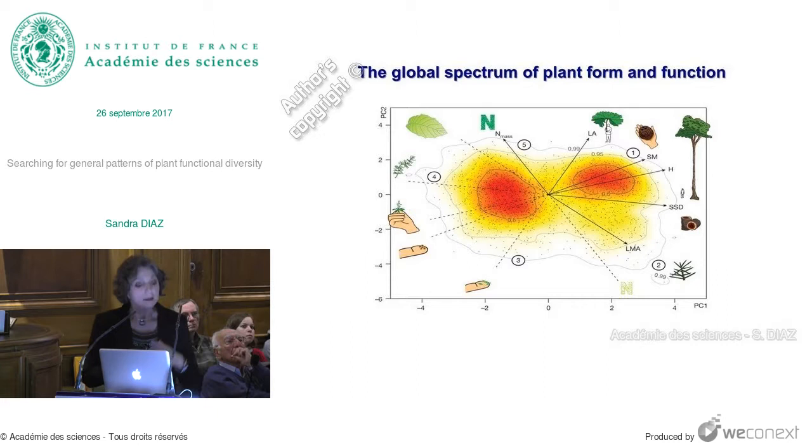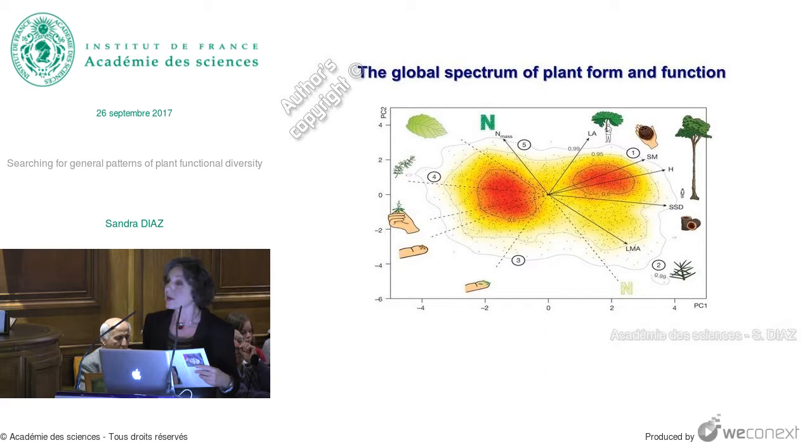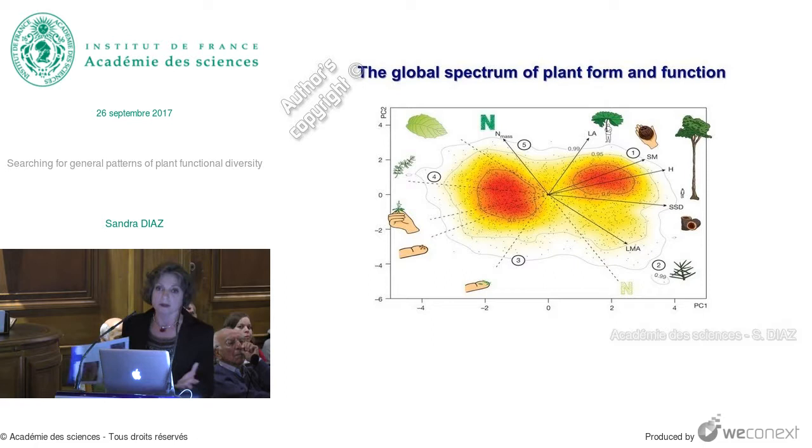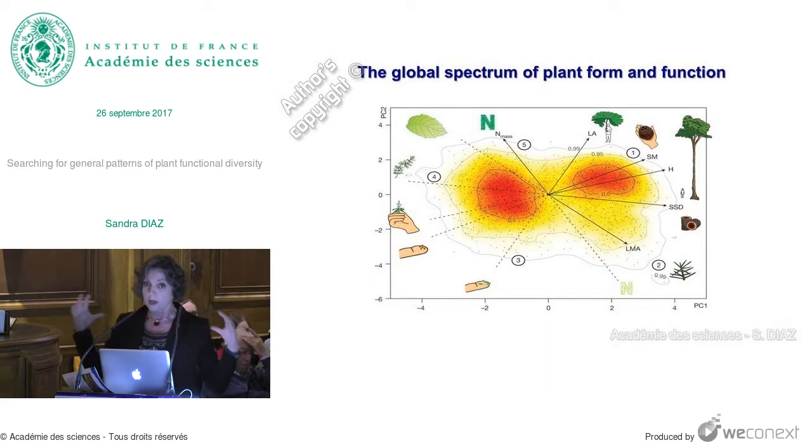The best way to imagine this global spectrum of plant form and function is to think of it as the galactic plane of the Milky Way. If you think of the Milky Way, it's slightly tilted, and although it has celestial bodies in more than two dimensions, the Milky Way is not a blobby cloud. Actually, most of the mass of the galaxy is concentrated into a rather flat galactic disk. In a similar way, most of the variation in six dimensions of the global space of plant functional traits is concentrated onto this plane.